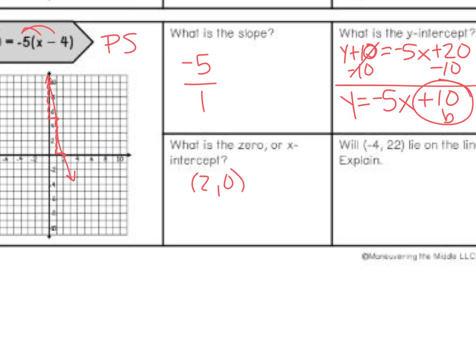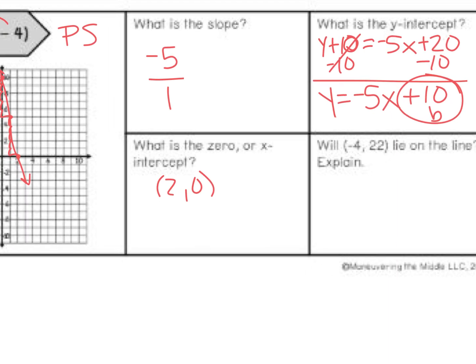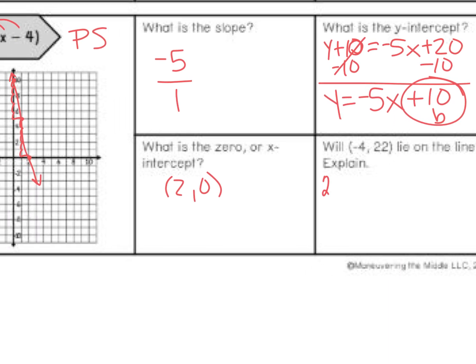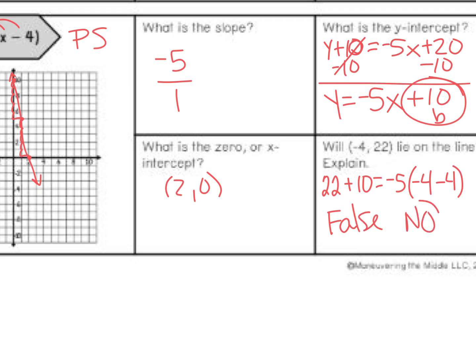Now, when you plug this in, you can either use the original. I would suggest you use the original because maybe we didn't convert this one correctly. I will always suggest to you to use the original. So, and then we'll use our yellow calculator. 22 plus 10 equals -5 parentheses -4 minus 4. See what we get. So when we did this, we got false. So is this going to be on our coordinate? No.